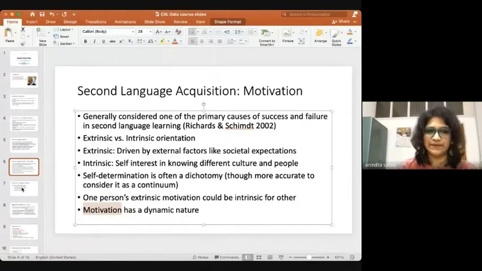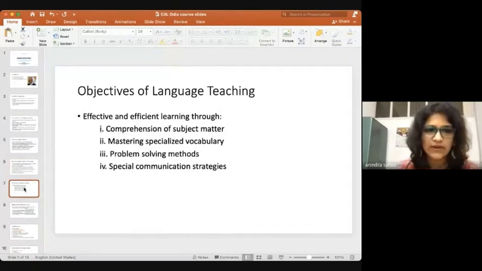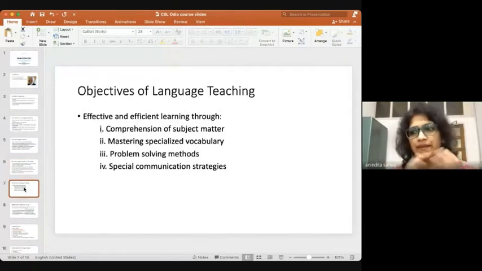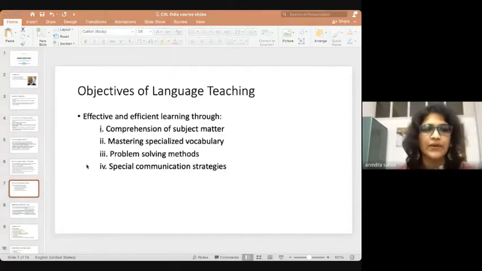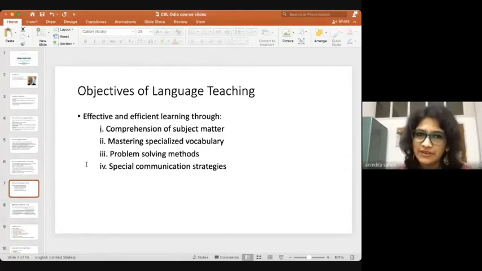Okay, so these are a couple of things I wanted to highlight when you talk about language learning as a task or a responsibility, and what you have to do as a teacher. How do you make it efficient? How do you make it effective? These are the four primary methods you may deploy, again depending on the need of your learners.